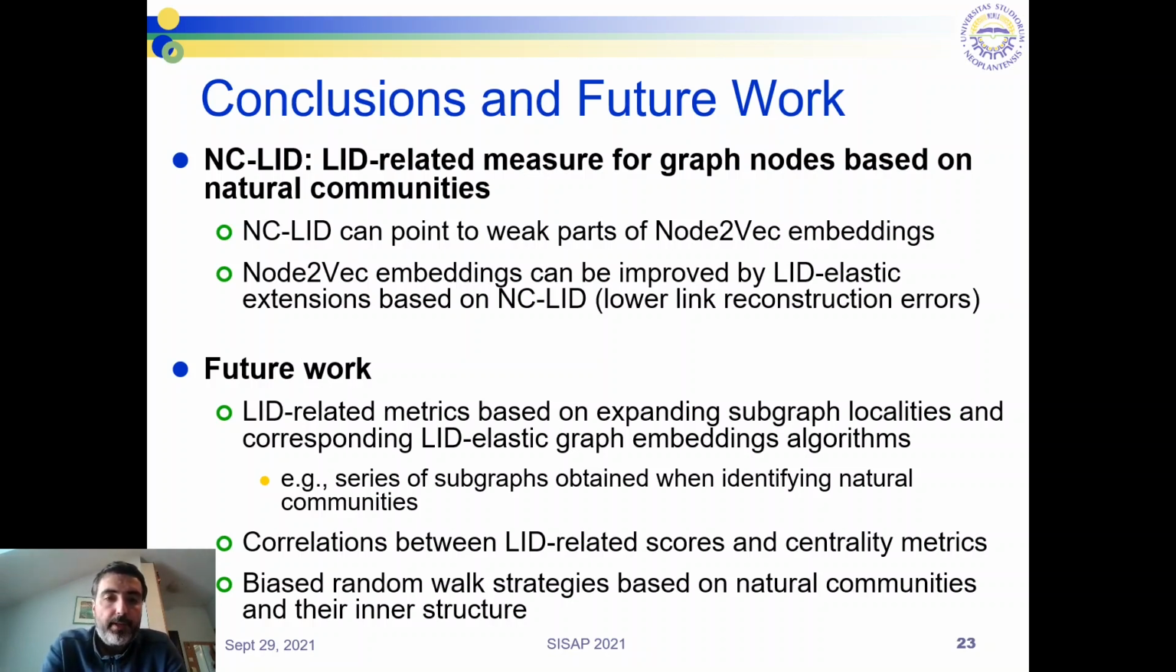in those places. And in future work, we have many different ideas. Here are some of them. This first one was a suggestion by a reviewer, for which we are very grateful. And it suggests that we should, instead of looking at only one community, use an expanding subgraph, expanding community from the initial node, and that way we can get potentially better estimates of LID.